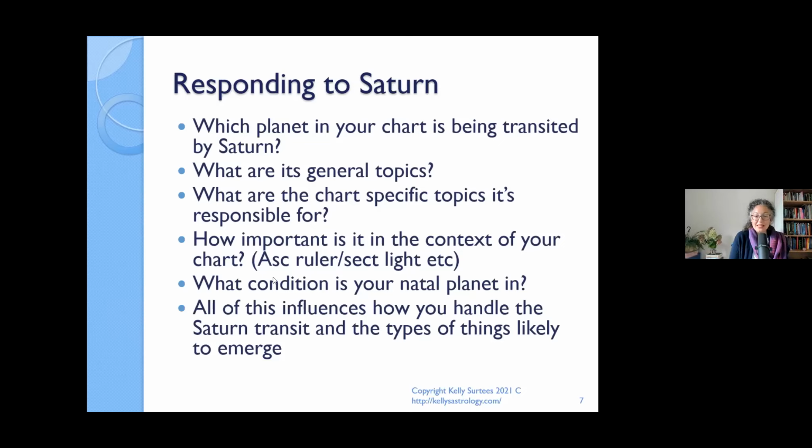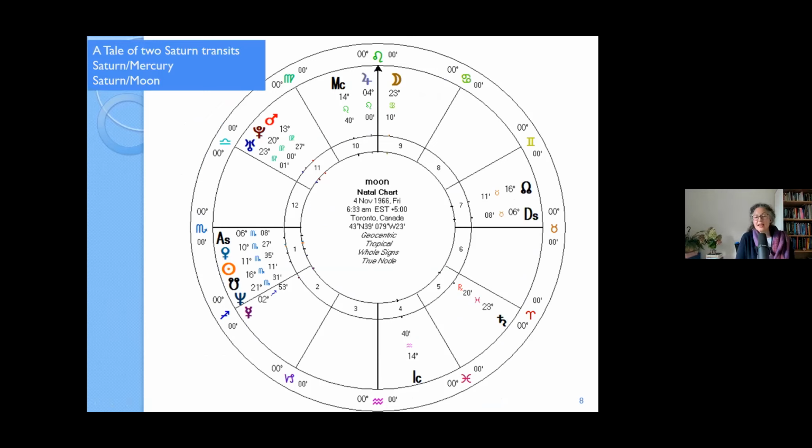Okie dokie. So this is a client's chart, and we've worked together for a long time. And over that time, they've had a variety of different Saturn transits. And I want to tell you a little bit of a tale about the difference between two of the Saturn transits that they've experienced. And this will help illustrate some of the theories about the topics connected to each planet and how the condition of the natal planet factors in to the experiences.